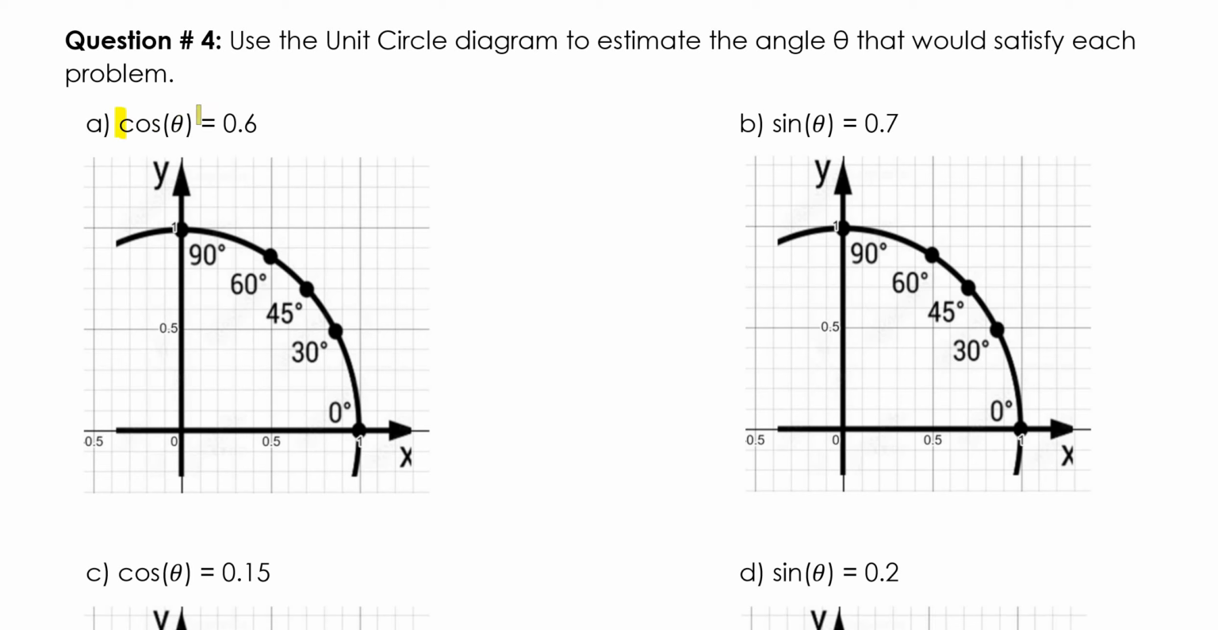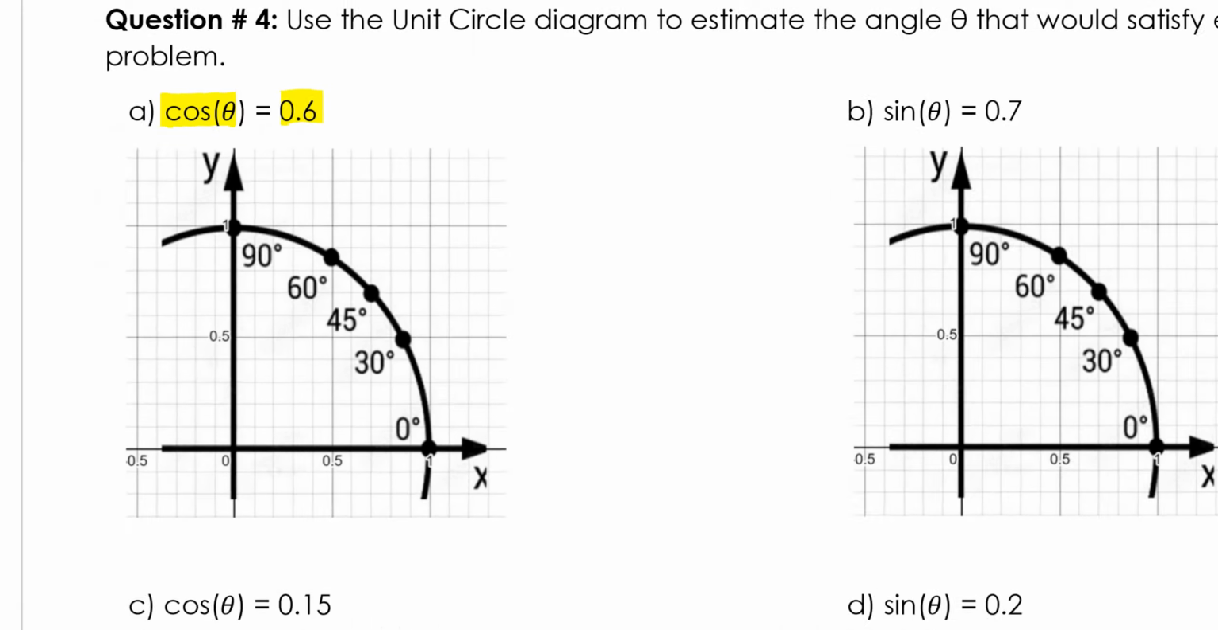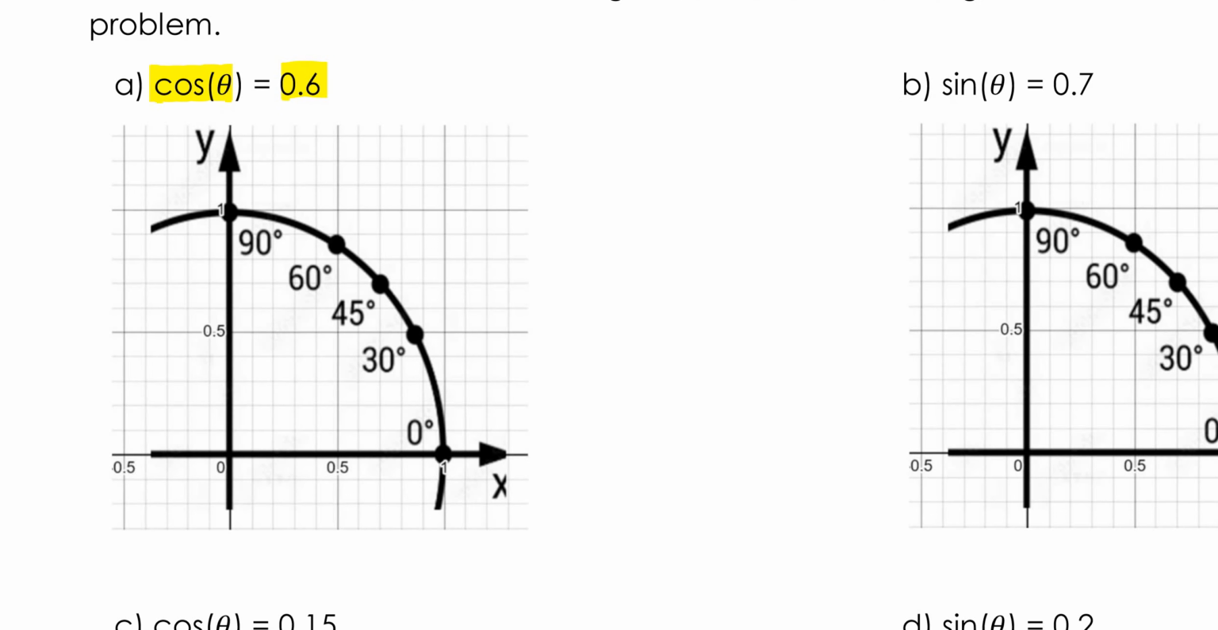So we know cos theta is 0.6. Okay, so what angle would give us 0.6? Well, you need to find 0.6 on the x-axis. So we know this is 0.5. So this would be roughly 0.6 right here, right? And what we do is we just, from 0.6, we go straight up to about there. And then we just estimate this angle here.